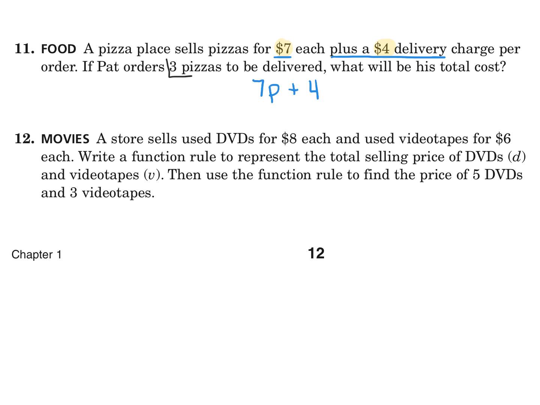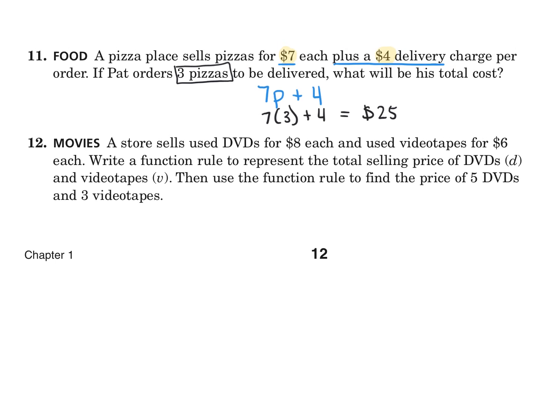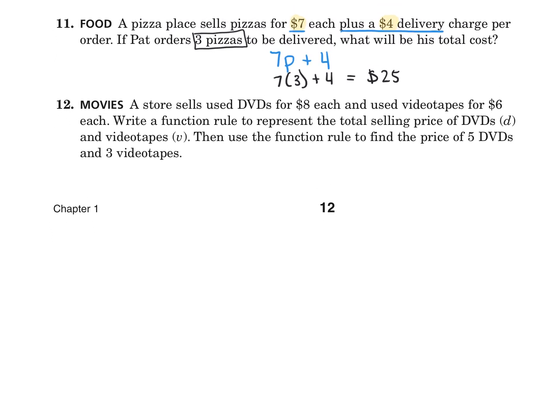So if Pat orders 3 pizzas, we're going to do 7 times our 3 pies plus 4. How much does Pat spend altogether? $25. Very good. It'd be $25. See how the function can help you. Let's take a look at number 12. Who'd like to read that one for me?